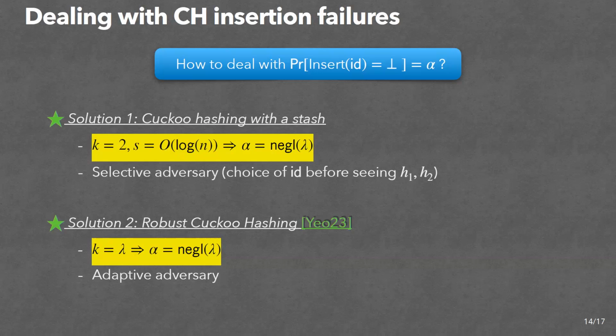So actually, we have to use something that is called robust cuckoo hashing, introduced this year at Crypto 2023, in which it says that if you have lambda hash functions, then the insertion failures happen with negligible probability, even if the adversary knows a priori the representation of the hashes. If this is not the case, for example, if the adversary can only selectively, let's say, choose the identities, then there is a more efficient cuckoo hashing technique.